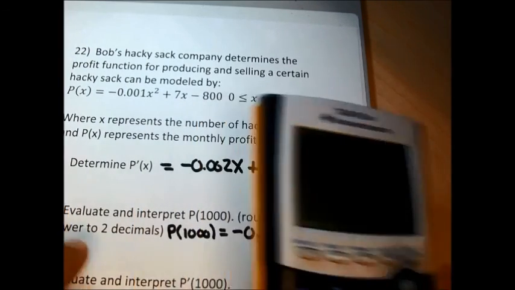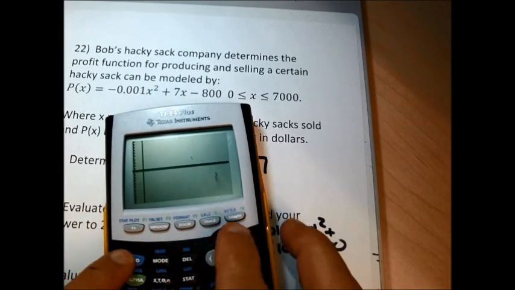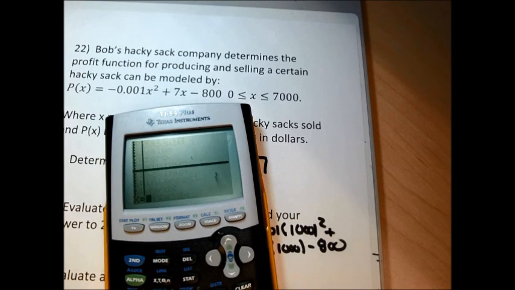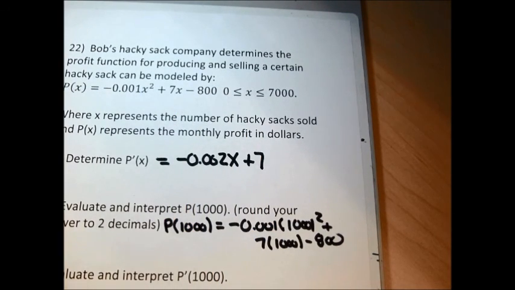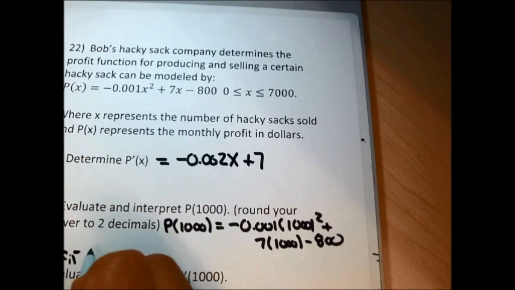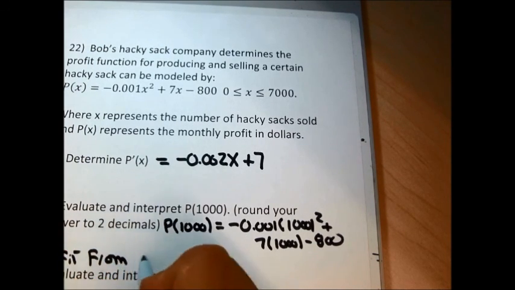Now I can get what this equals to by just going second calc, hitting enter on value, and typing the number 1,000. And I get $5,200. So if I did this string right here on my main screen, I'd get $5,200, and that's going to be the profit from selling.